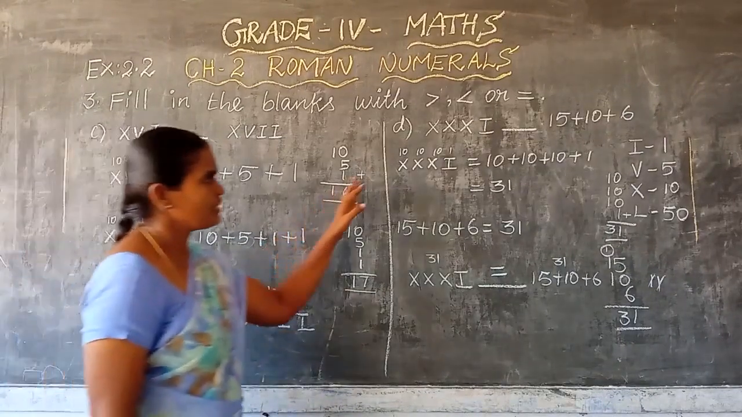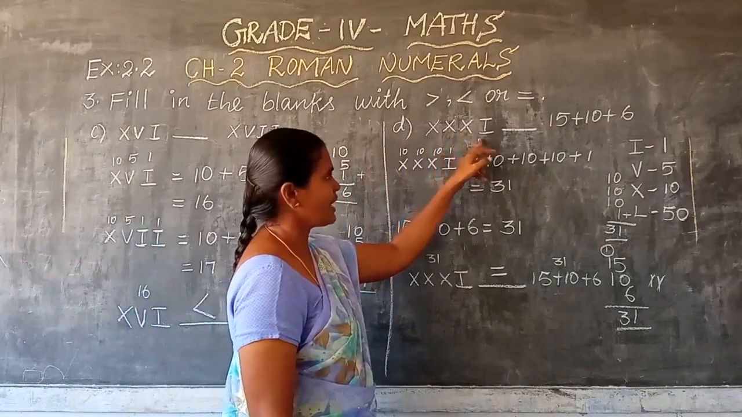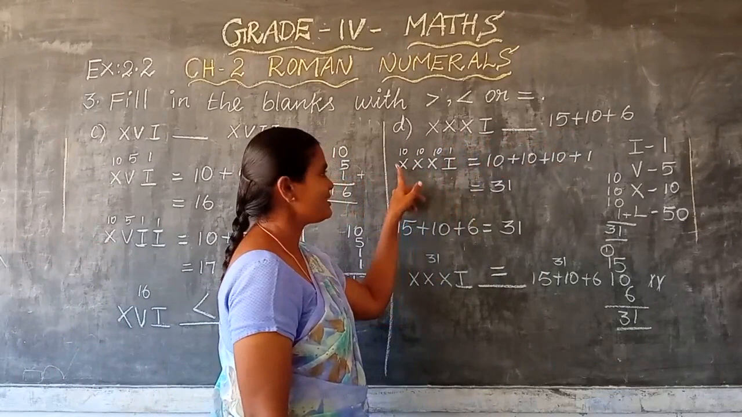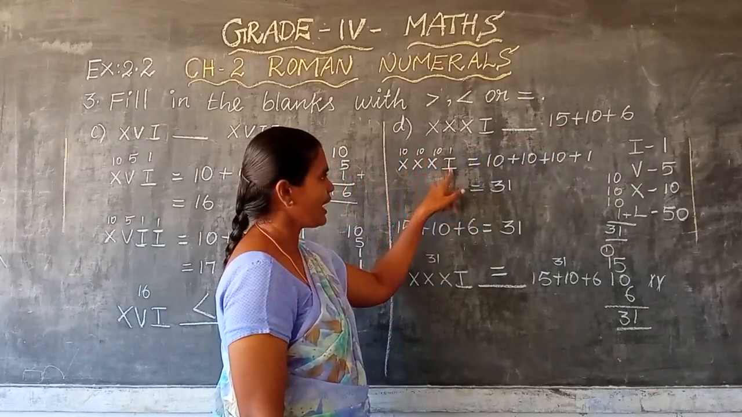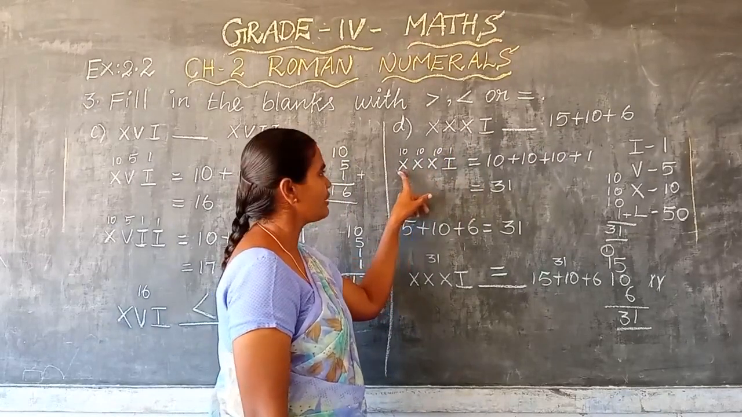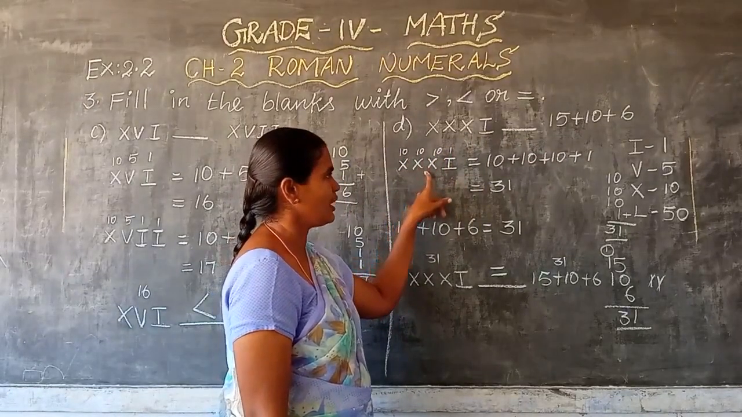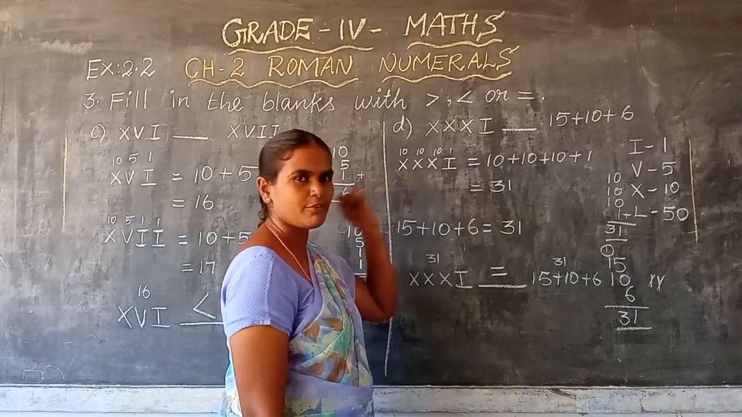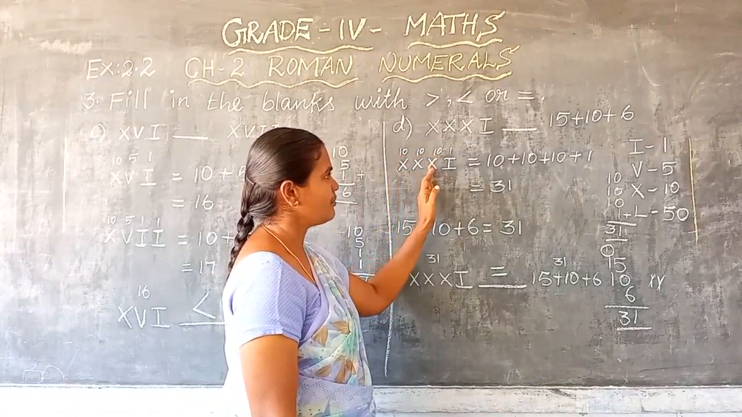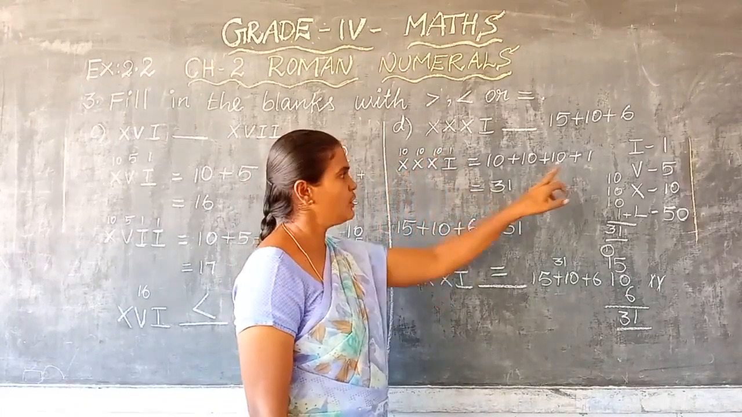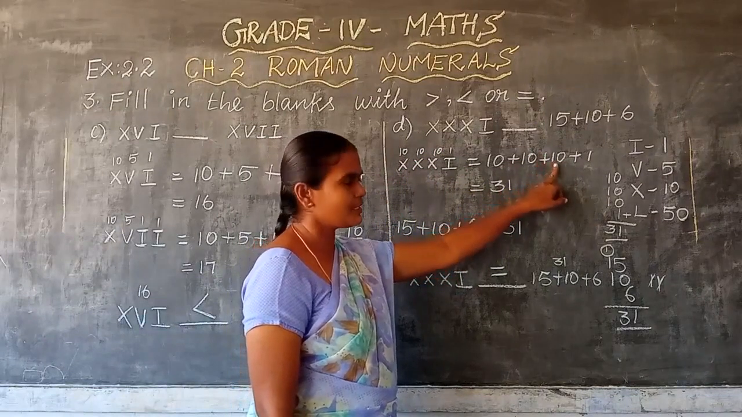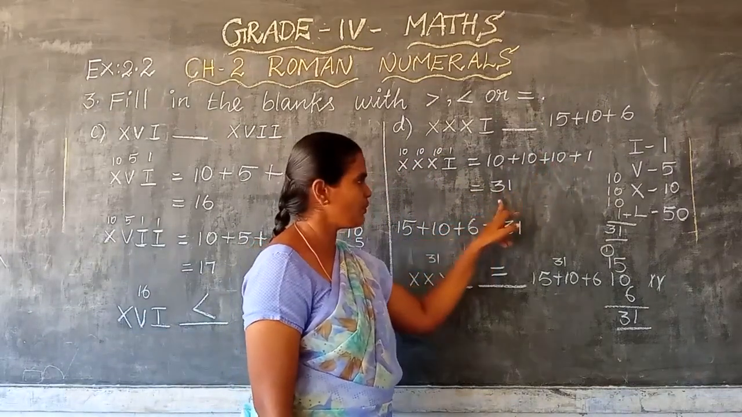Okay, so the next sum. XXXI. Here given 15 plus 10 plus 6. X means 10, so 10, 10, 10. I value 1. Repeated maximum 3 times. So here given maximum 3 times. Repetition means addition. First rule. So X value 10 plus 10 plus 10. Greater number, right side small number means addition. So plus 1. 10 plus 10, 20. 20 plus 10, 30. 30 plus 1, 31.